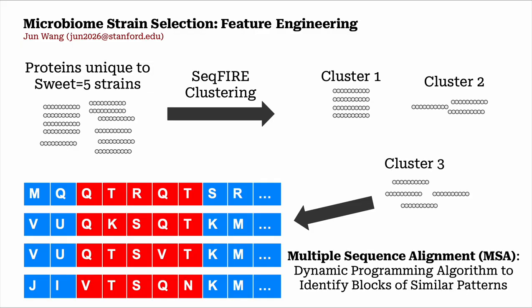In this project, I employed an algorithm called multiple sequence alignment, or MSA. This is a dynamic programming algorithm which helps us identify blocks of similar patterns.